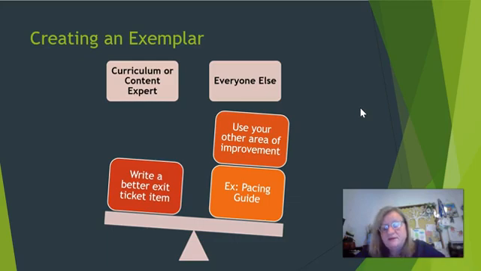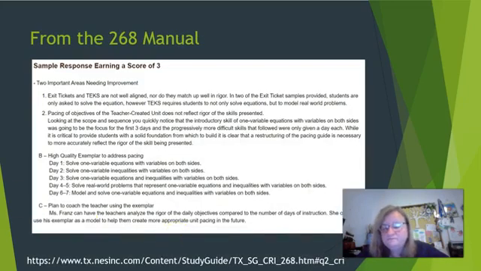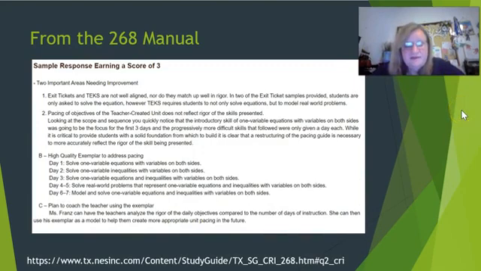So when I say everyone else, use your other area of improvement, I love the example they provided using the pacing guide. So here's what I'm talking about. On the sample problem from the 268 manual, and I've linked below where this came from, it says the exit ticket items and the TExES are not well aligned and they don't match up in rigor. So he or she, the test taker, did not explain an exemplar that would address that. Instead, they gave an exemplar to address number 2. Pacing of the objectives of the teacher-created unit does not reflect rigor of the skills presented.